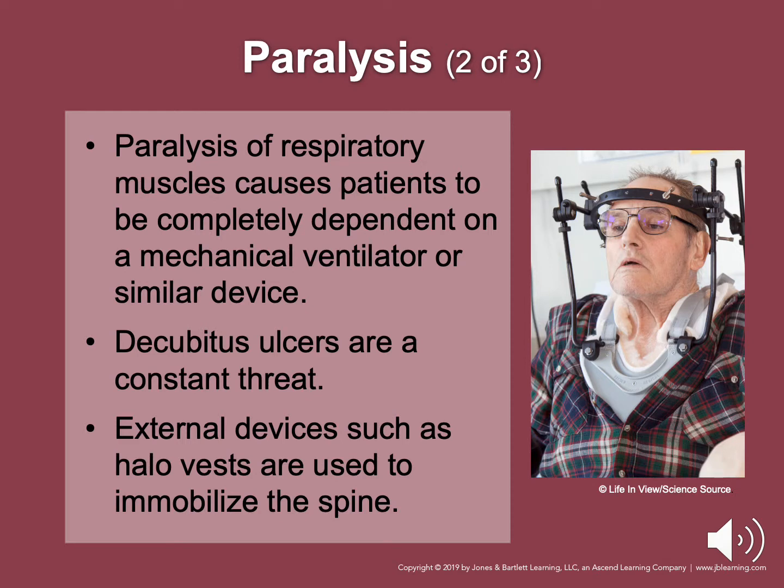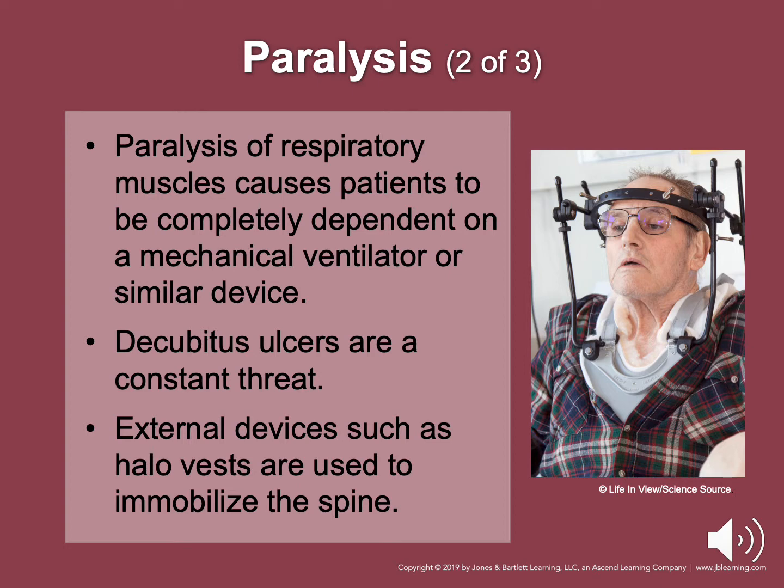Paralysis: patients with dysphagia may easily choke or aspirate food or drink. Paralysis of the respiratory muscles causes patients to be completely dependent on a mechanical ventilator or similar device. Decubitus ulcers are a constant threat. There is a risk for a life-threatening condition, autonomic dysreflexia. A stressor within the body triggers a large release of catecholamines from the autonomic nervous system.